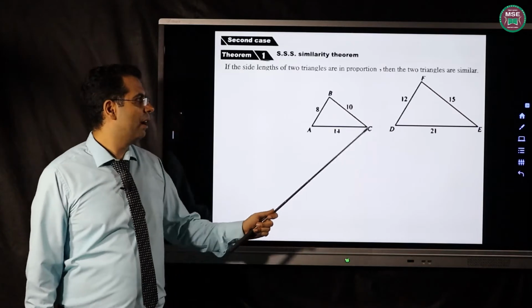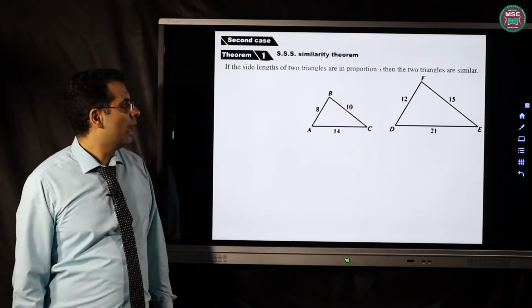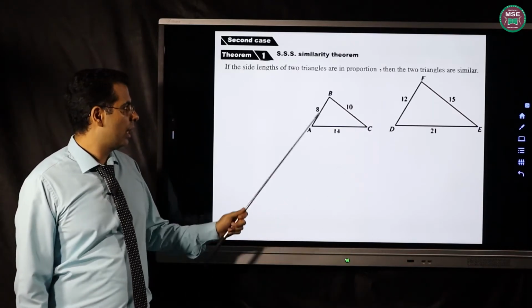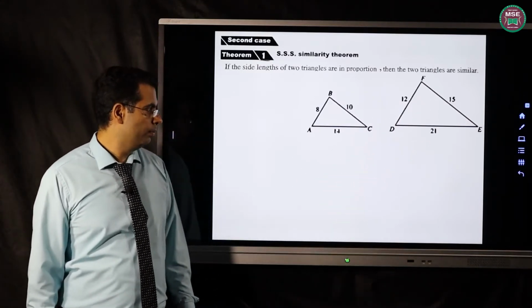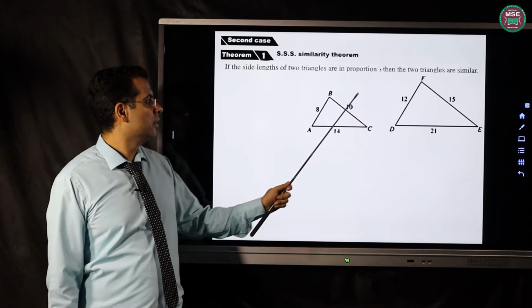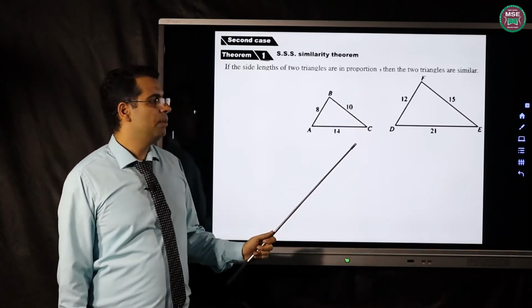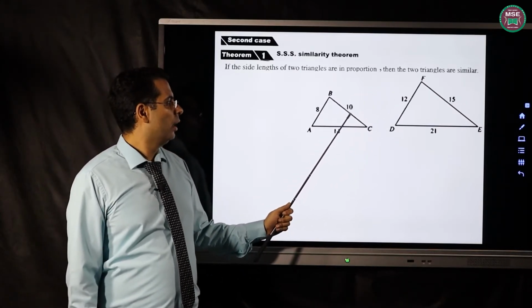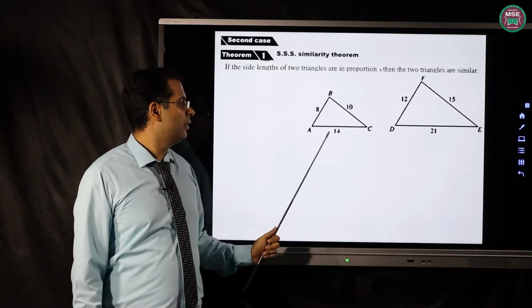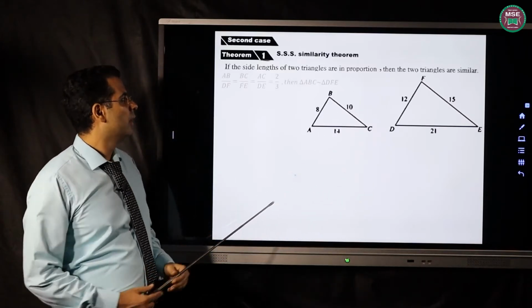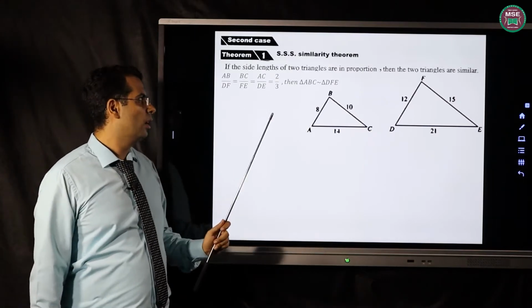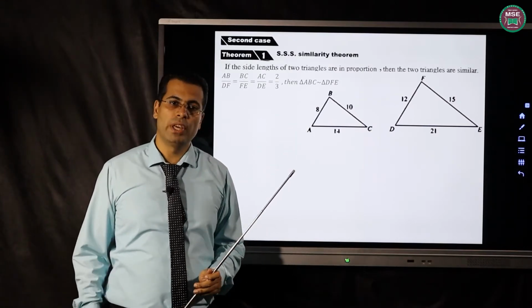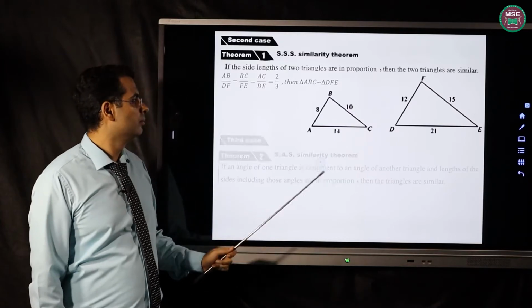As we say, we have two triangles ABC and DFE with sides 8, 10, 14, and 12, 15, 21. If we divide 8 by 12, it gives the same ratio as 10 divided by 15 and 14 divided by 21. Each of them gives me 2/3. Then the corresponding sides are proportional, and then the two triangles are similar.